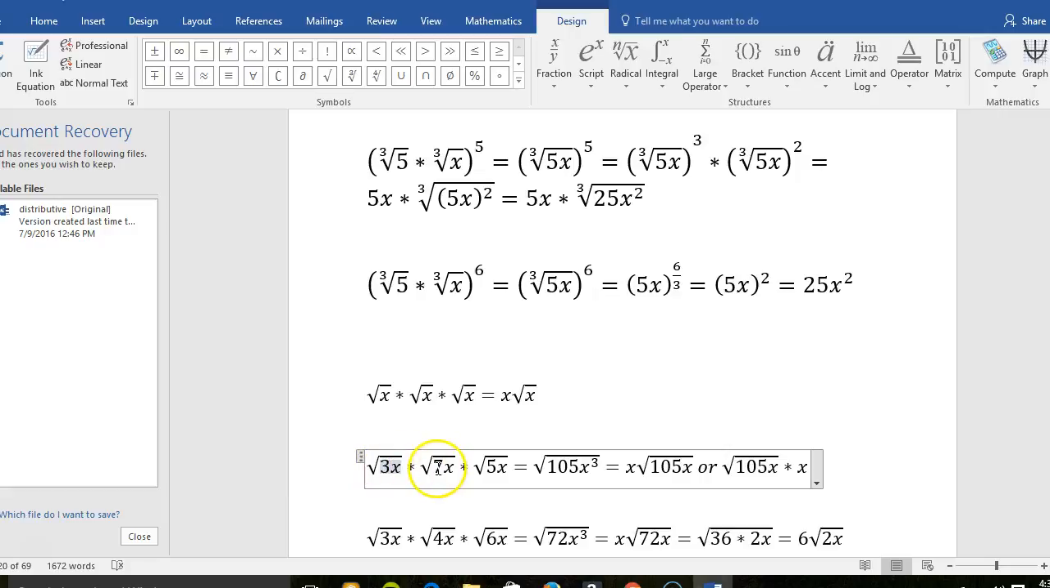All variables positive again. Radical 3x times radical 7x times radical 5x. And by radical, I mean square root. You bring these in together. 3x times 7x times 5x is 105. X times x is x cubed.